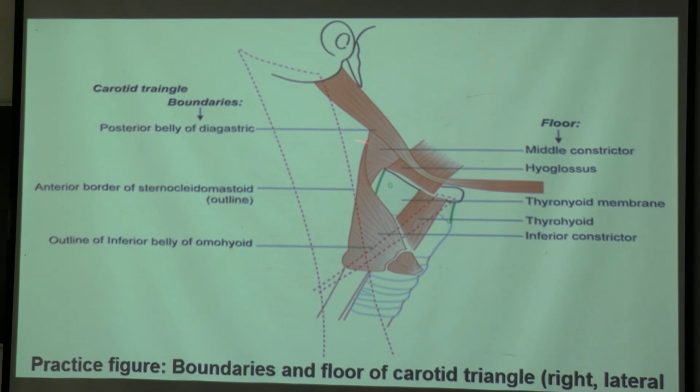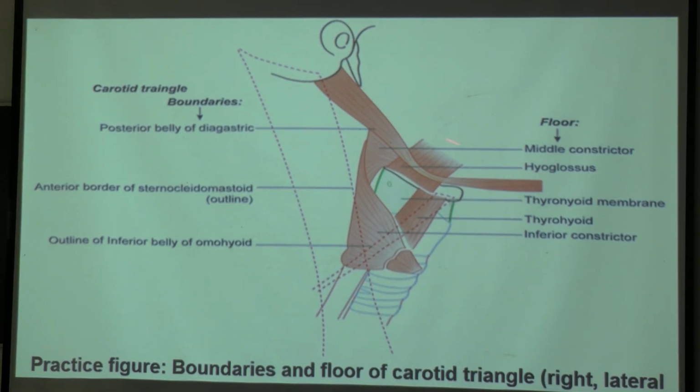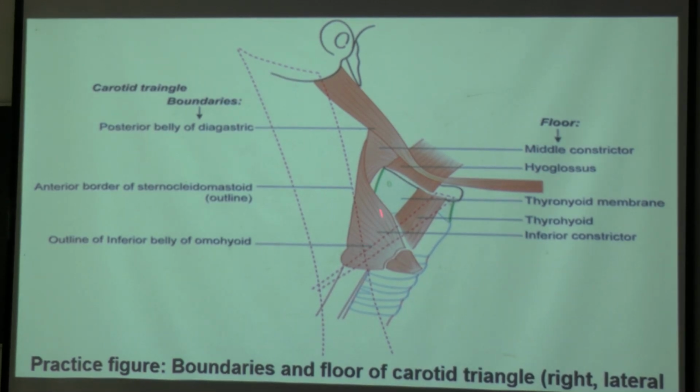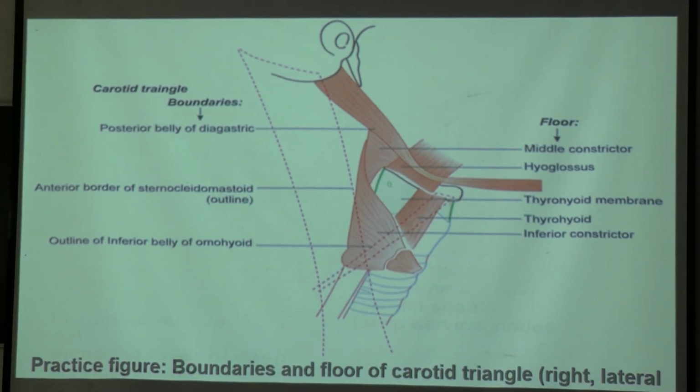So boundaries have been shown: posterior belly of digastric, superior belly of omohyoid, and anterior border of the sternocleidomastoid here. And floor muscles: hyoglossus, thyrohyoid, middle constrictor and inferior constrictor muscles.